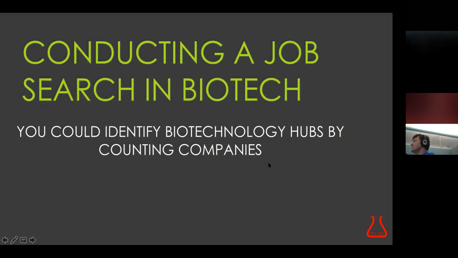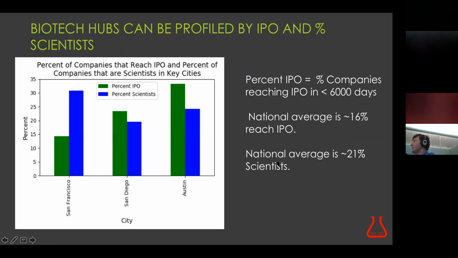One application that you can nail down and think about is conducting a job search, which was my specific problem. An obvious way to do this is to identify biotechnology hubs, pull positions, and read them. You can do something a little bit more nuanced, which is part of our analysis. We pulled 8,000 companies and figured out how many of these actually IPO. The national average was 16% in this data set. We figured out how many scientists are in each of these companies using PubMed data. 21% is the national average.